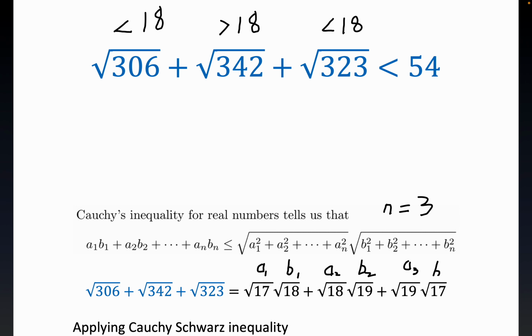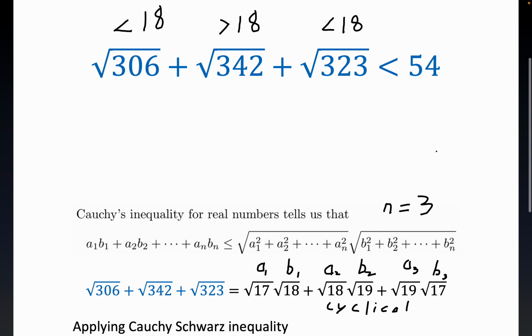Now, also there's a cyclical character to this, if you like using that word. Here you have root 18 at the front, root 18 at the end, root 19 in the front, and then the root 17 comes back. So this is actually cyclical in some sense, not that you really have to make that observation. Okay, now the Cauchy-Schwarz doesn't care.